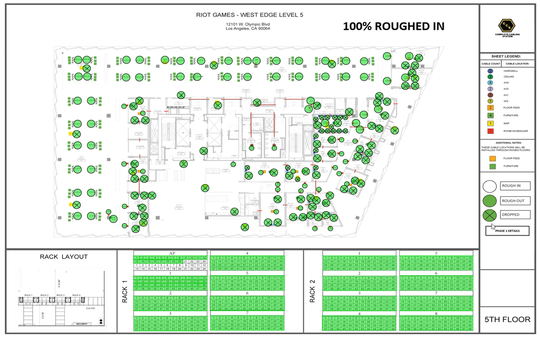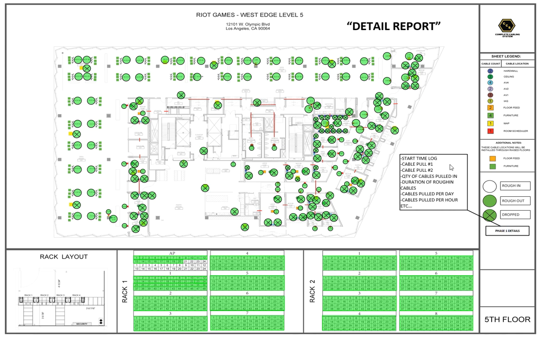And over here, if we click the phase 1 details, we'll have information like start time log, cable pull number 1. We can take a look at cable pull number 2, the quantity of cables pulled in, the duration of the rough-in, cables pulled per day, cables pulled per hour, etc. All the data information that's been logged in is kept there. The operations manager, anyone can collect this data.